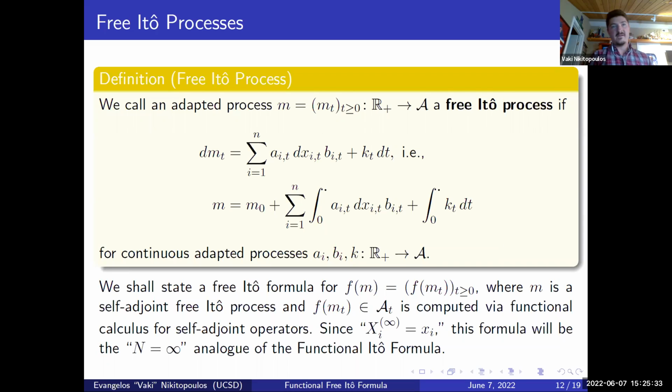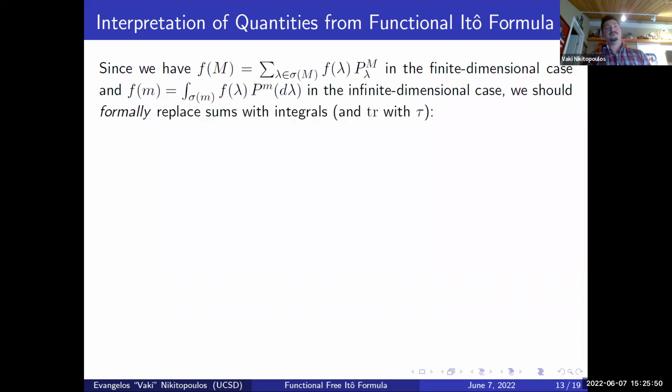All right, just like in the matrix case, we're going to state a free Ito formula for f of M, where f is a scalar function. Since ξ_∞ equals little ξ, this is going to be the n equals infinity analog of the functional Ito formula. So in the infinite dimensional case, instead of having these projections onto the eigenspaces, you have what's called a projection valued spectral measure. And loosely speaking, you replace this definition as a sum. In the infinite dimensional case, you define functional calculus as this integral.